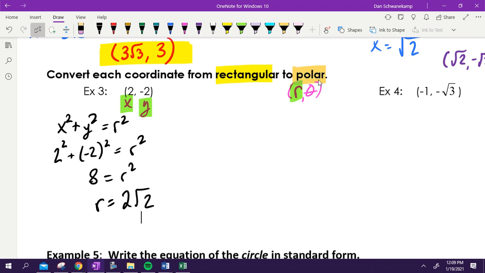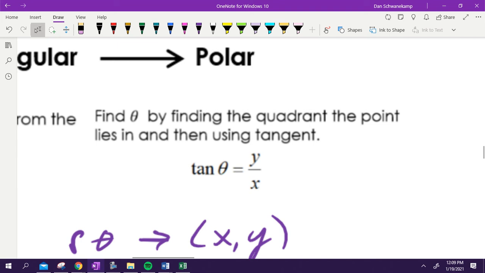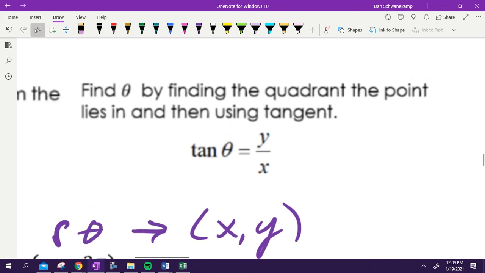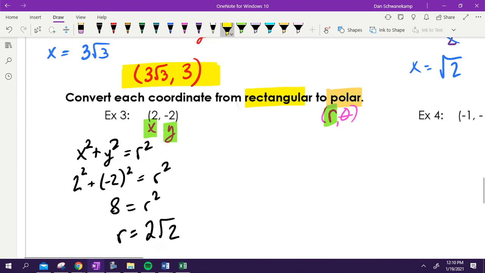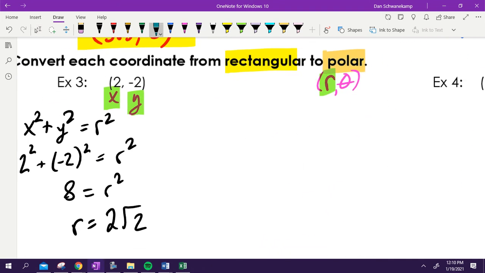I need another formula that somehow uses x and y and gets me theta. Is there any formula that somehow puts together x and y to get me theta? No. Yes, there is. It's tangent. Tangent of theta is y over x. Okay, so let's set that up. Tangent of theta is y over x. So I'm trying to get theta. So tangent of theta equals y over x. That's the formula I'm using here. That's how I find theta given x and y.